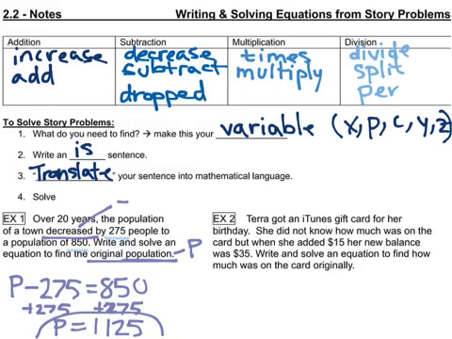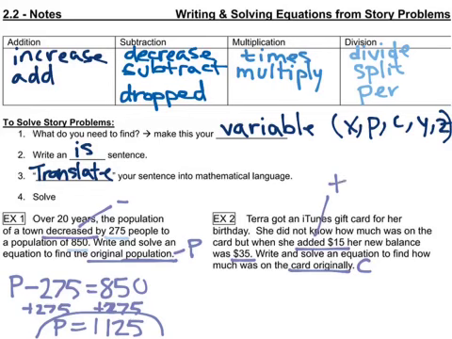So Tara got an iTunes gift card for her birthday. She did not know how much was on the card, but then when she added 15, her new balance was $35. Write and solve an equation to find how much was on the card originally. So that's what we're looking for. How much was on the card originally? So I'm going to go ahead and make that my variable. C for card. Other important things, we saw added, so that means there's addition.